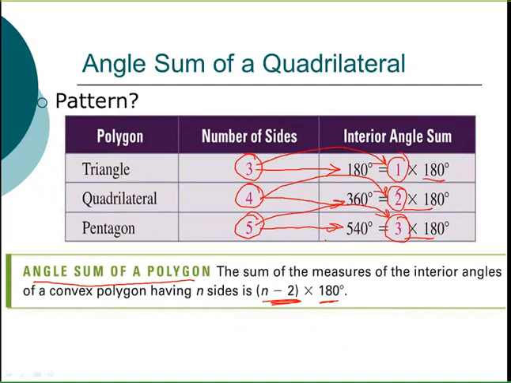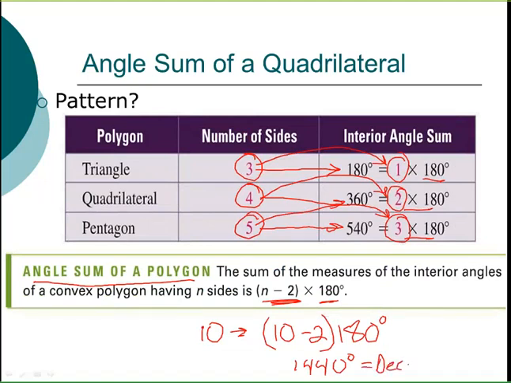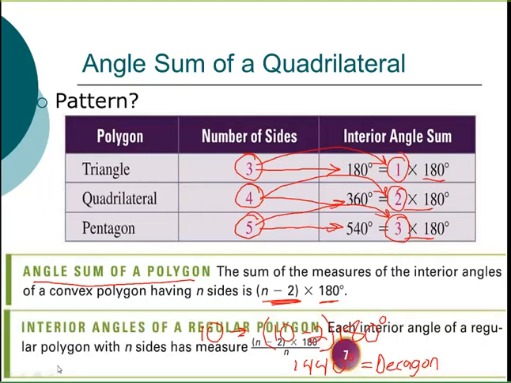I subtract 2. So if I want a pentagon, or sorry, I meant to say decagon, a 10-sided shape, if I want to know what it adds up to, I take 10 minus 2 and times it by 180 degrees. So inside of a decagon, it's 8 times 180 degrees, which is 1,440 degrees inside of a decagon. And we'll work on that a little bit more in these subsequent problems.